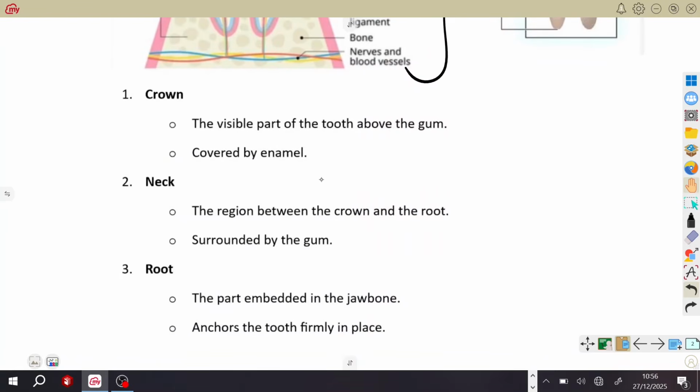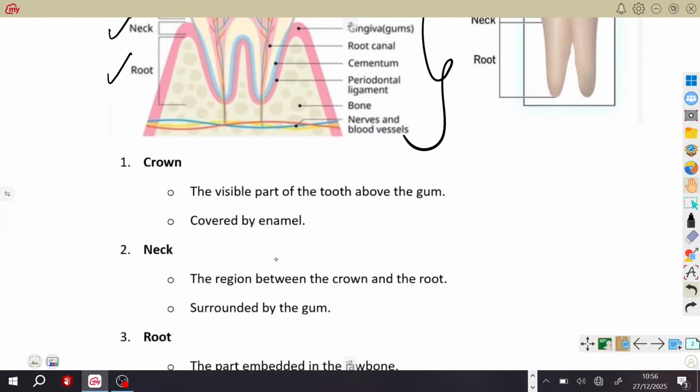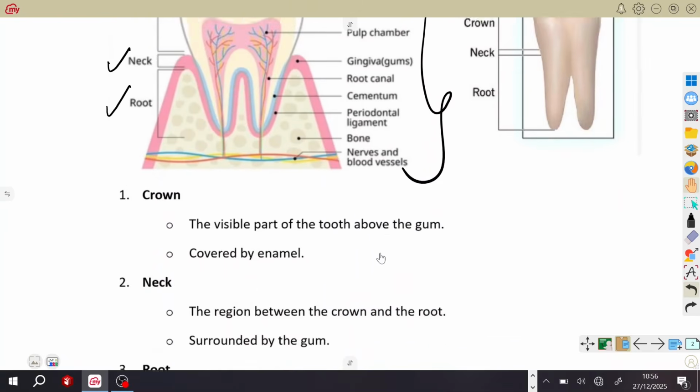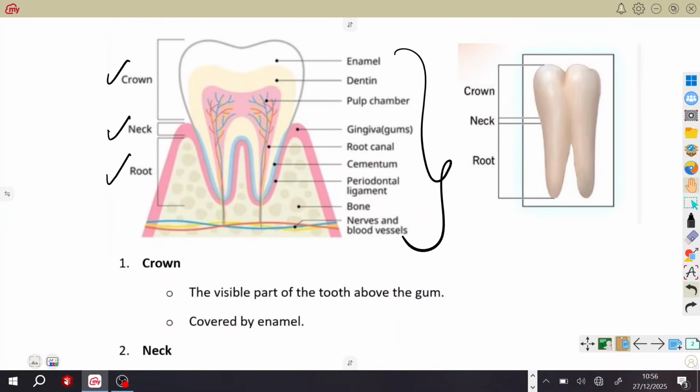The neck is the region between the crown and the root. So when we come back here, you will see that we have the crown and the root. So the region between the crown and the root is what we call the neck. So here, that's the neck. So we have above the teeth, that region, and then after the teeth, there's the gum. Then after the gum, we go down to the root. So the down part is the root.